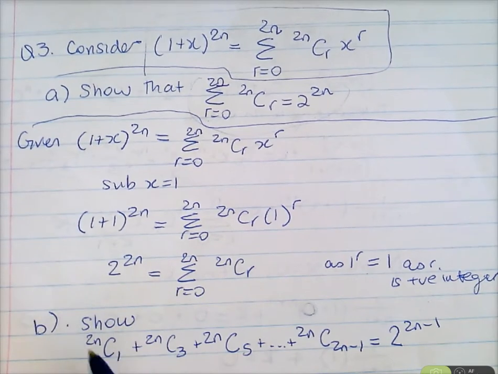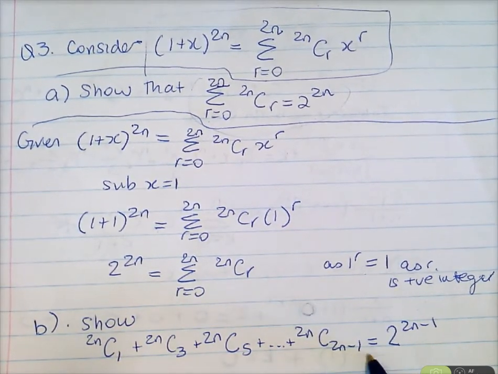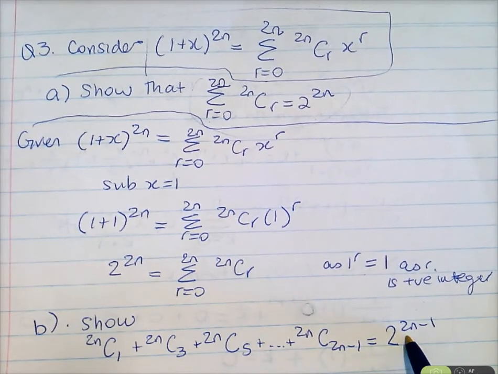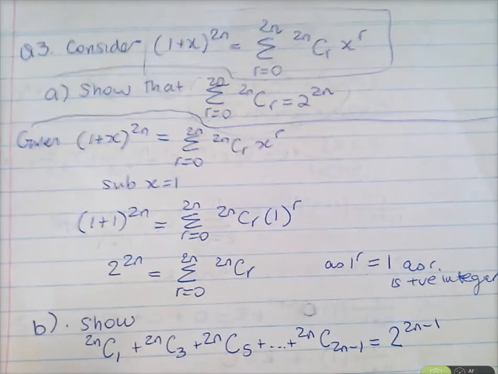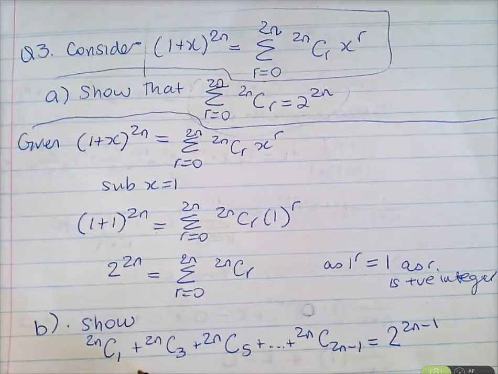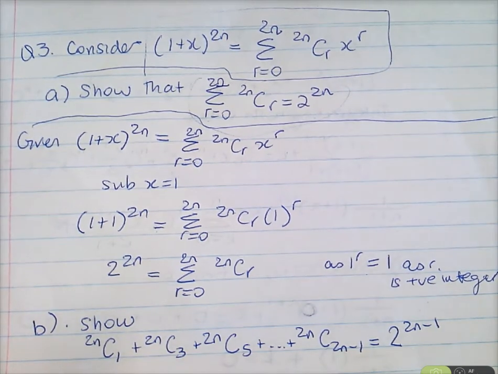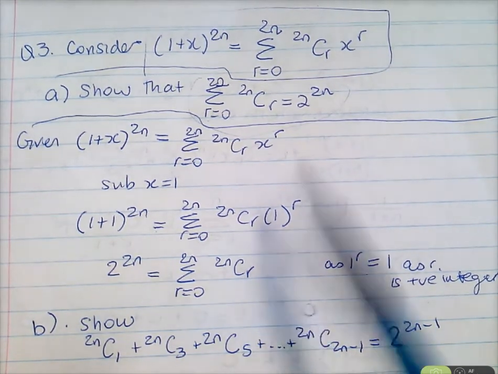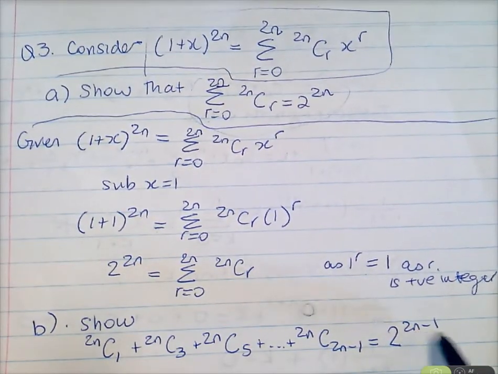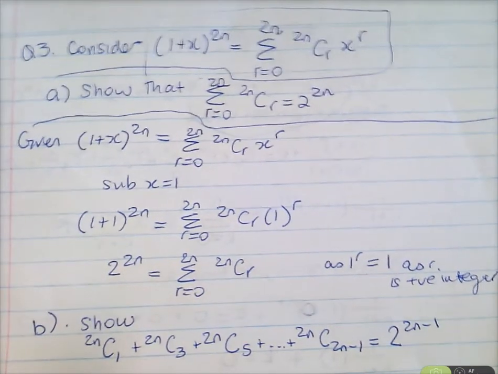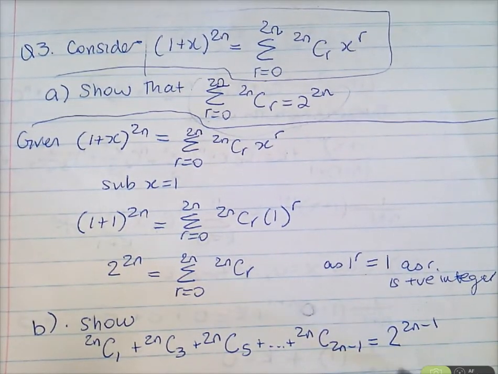In part B, we have to show that 2nC1 + 2nC3 + 2nC5 + all of that equals 2^(2n-1). Now what you'll notice is you've got the 2nC1, you're missing the C2 term. You're missing the C3 term, but we know that, and also instead of having 2 to the 2n up here, we've got 2 to the 2n minus 1. Where does that 2^(2n-1) come from? It's 2^(2n) divided by 2.